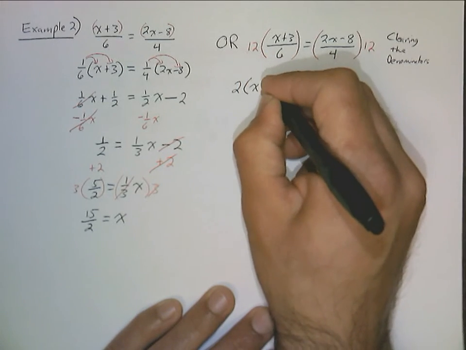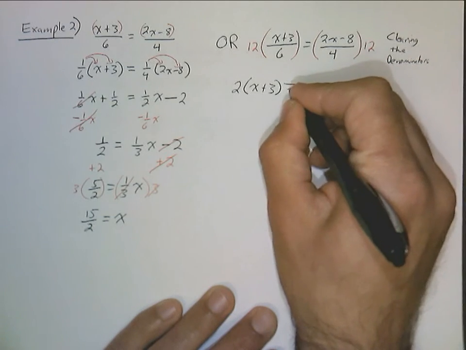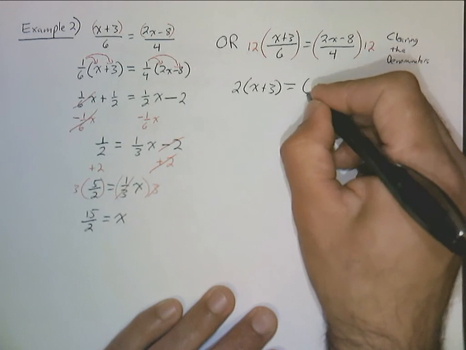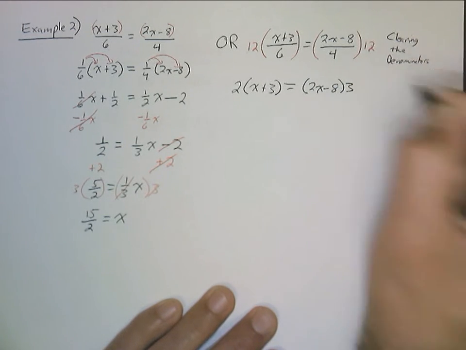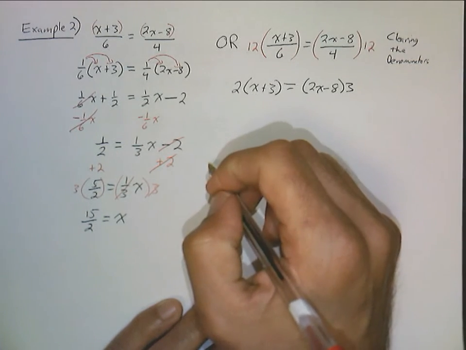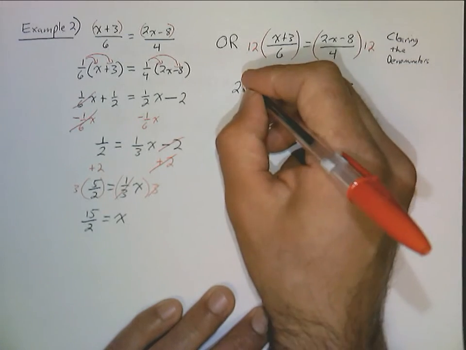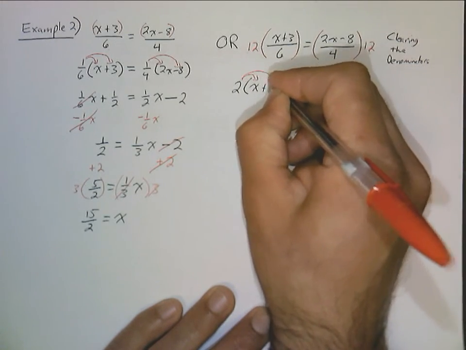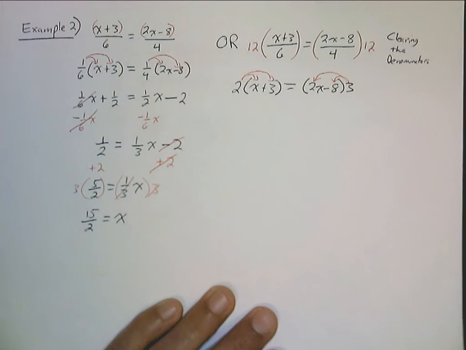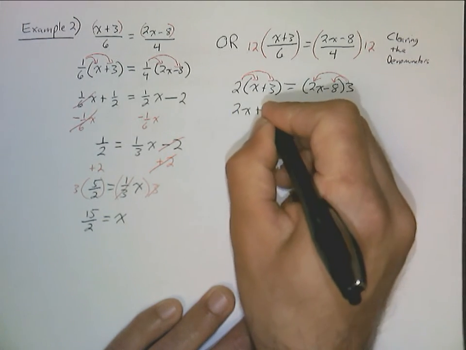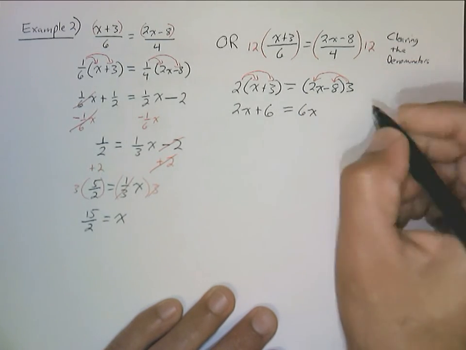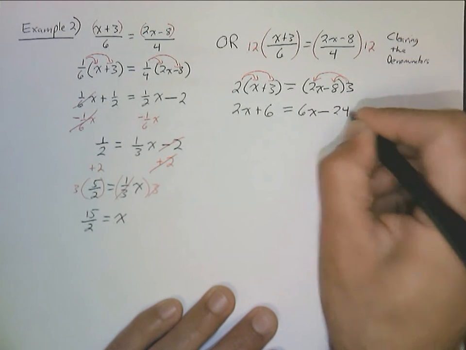So really what we have here is 2 times the quantity x plus 3 is equal to, and 4 goes into 12 3 times. So 12 divided by 4 is 3. We have (2x minus 8) times 3. Now a little bit more comfortable with this because, hey, no fractions, wonderful. So now we just simplify both sides by applying the distributive property. 2x plus 2 times 3 is 6 is equal to 2x times 3 is 6x minus 8 times 3 is 24.